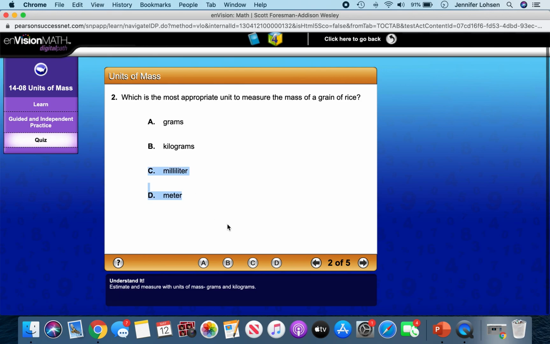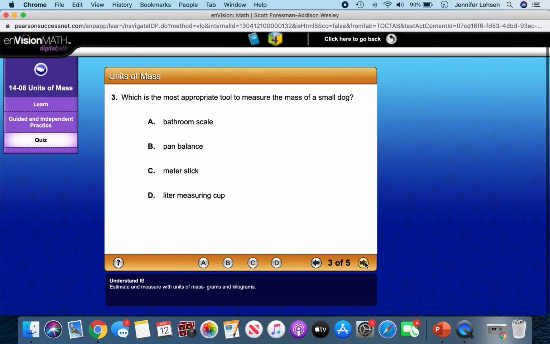They are gone, okay? Now we're talking an itty bitty baby piece of rice, just one. Are we going to measure that mass in grams or kilograms? If you're saying grams, you are correct.